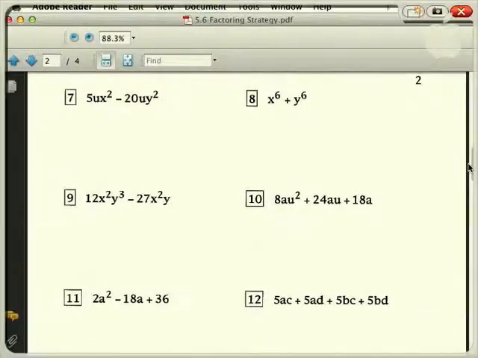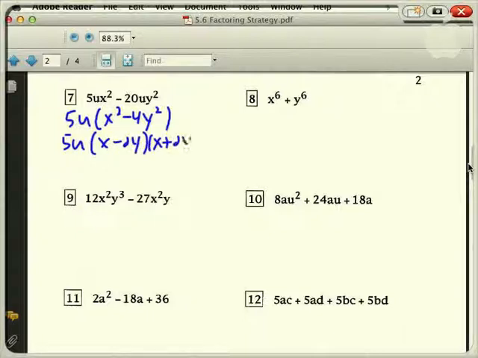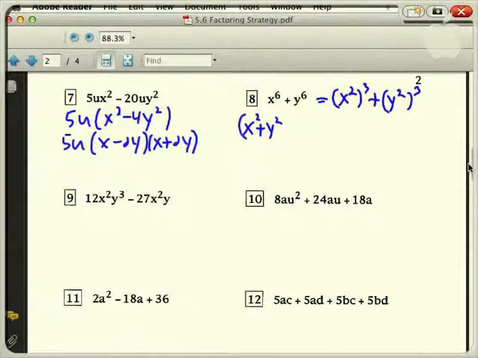Number 7. We can take out a 5y, so that'd be x squared minus 4y squared. And then we can factor some more. The difference of two squares, x minus 2y times x plus 2y. In number 8, that would be the sum of two cubes. So that would go x squared plus y squared times x to the 4th minus x squared y squared plus y to the 4th.